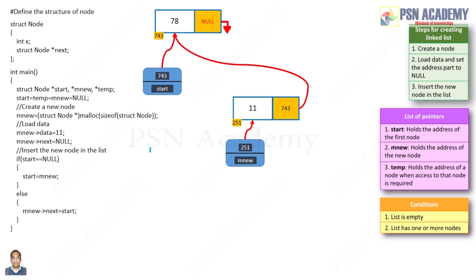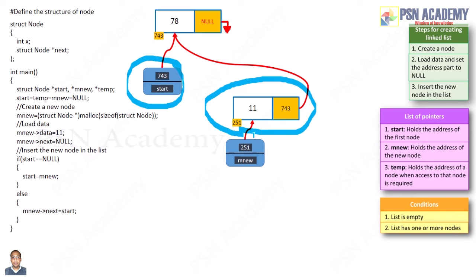Now one little more thing we have to do. You see that the start pointer here is still pointing to this node, which is now in the second position. But it should not do like that. Now, since this node has become the first position in the list, so this start pointer should point to this node.